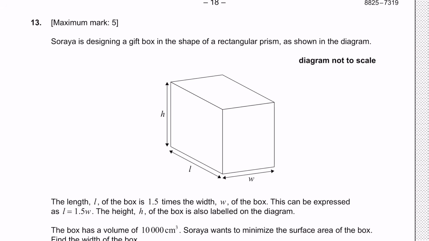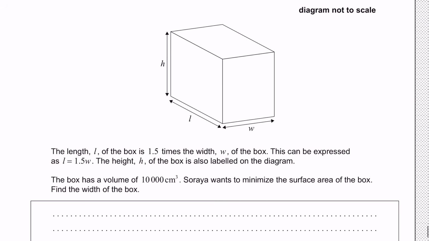Question 13. Soroya is designing a gift box in the shape of a rectangular prism, as shown in the diagram. The length L of the box is 1.5 times the width W of the box. This can be expressed as L equals 1.5 W. The height H of the box is also labeled on the diagram. The box has a volume of 10,000 cubic centimeters. Soroya wants to minimize the surface area of the box. Find the width of the box.